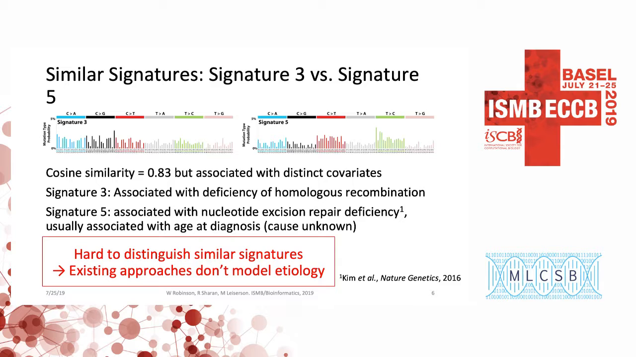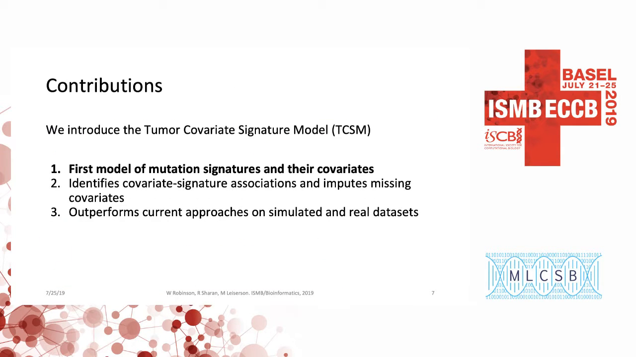And so these existing approaches struggle to distinguish these mathematically similar signatures because they don't have the ability to incorporate etiology into the model. And so that brings me to the contributions of this talk. So in this talk, I'm going to introduce the tumor covariate signature model. And so this is the first model of both mutation signatures and their covariates.